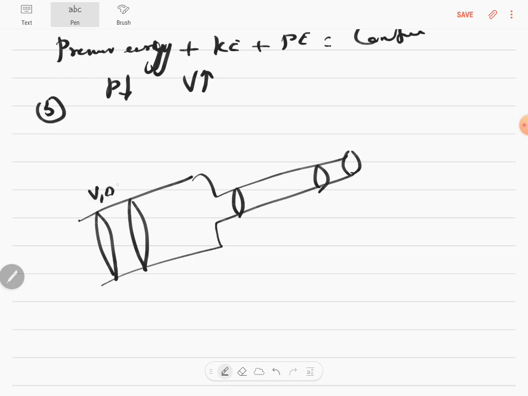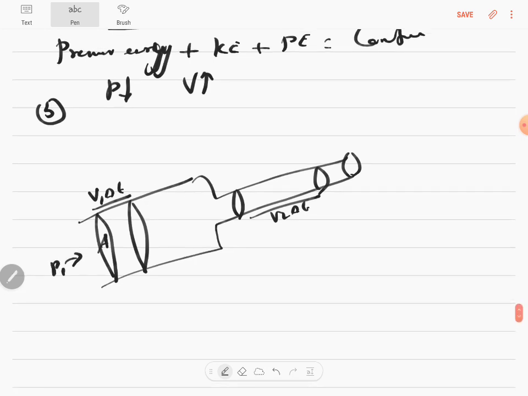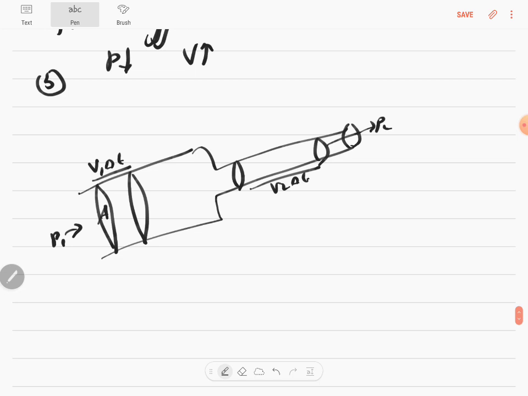This will be V1 into delta T, the distance through which it has moved. V2 into delta T is the distance moved on the other side. This is the area of cross section, and there will be a pressure P1 on this side and a pressure P2 on the other side, the pressure with which the liquid flows out of the tube. V1 is the velocity here. The volume that has flowed through this distance is equal to the volume at the other distance, because it takes the same time delta T.